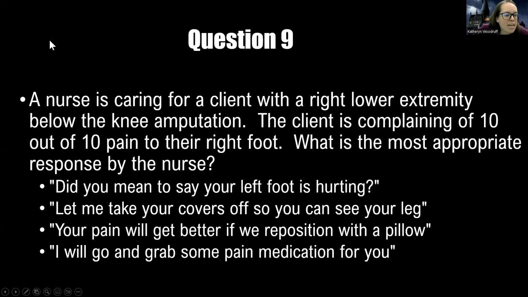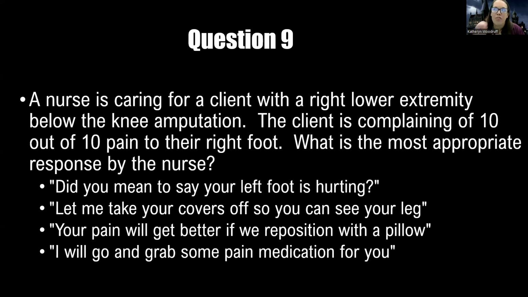All right, last but not least, a nurse is caring for a client with right lower extremity below the knee amputation. This client is complaining of 10 out of 10 pain to their right foot. What is the most appropriate response by the nurse? Ooh, so this is kind of a knowledge question because you need to know, is this expected? Is this okay or not?